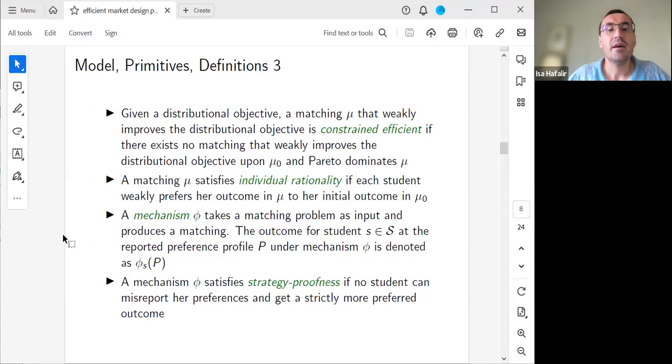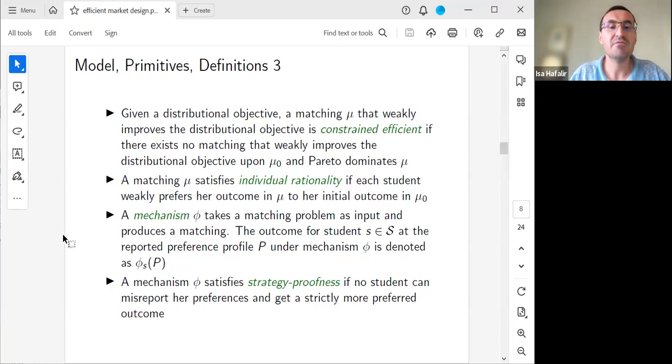In this slide, we have quite standard definitions. A matching mu is constraint efficient if it weakly improves the distributional objective upon the initial matching mu0, and there exists no other matching that Pareto dominates this matching mu and also weakly improves the distributional objective upon mu0. The second one is individual rationality, which means that each student prefers her outcome in mu to her initial outcome in mu0. This is standard.